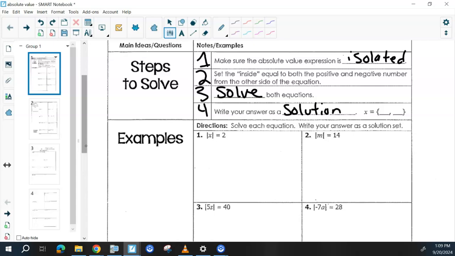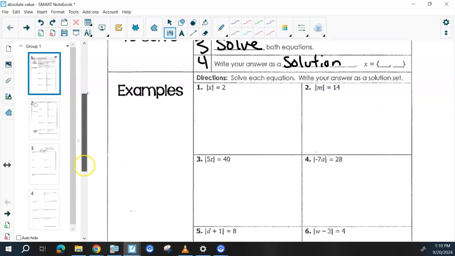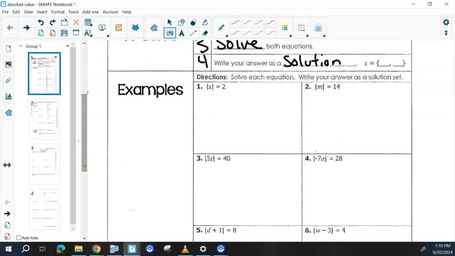So we're going to go through different examples so that you see how to solve these. Starting with number 1. So if there was something outside of the absolute value bars, in this case it's not, but if there was, we would do something with that and get that by itself. That's already done for us, so moving on. Then we're going to take the absolute value bars and drop them and set whatever is inside equal to both a positive version of whatever this number is and a negative version.